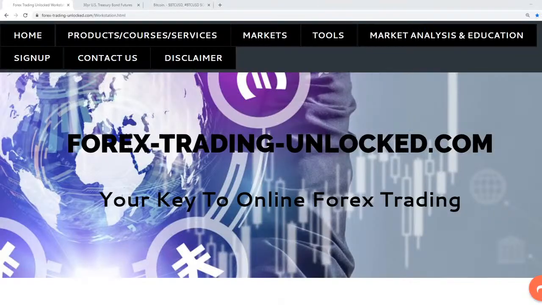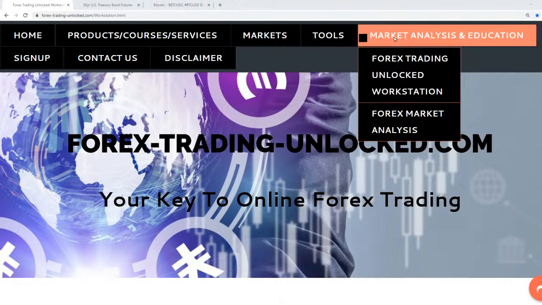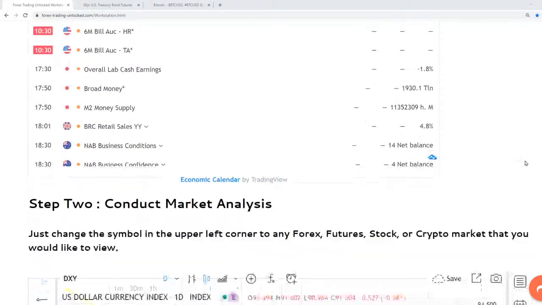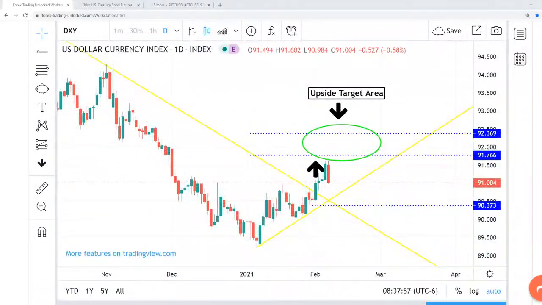We will have some of those signals in our analysis today. So we have the Forex-Trading-Unlocked.com website pulled up, and we already have pulled up our workstation page, which you can access from the navigation bar by going to Market Analysis and Education, and then you can access that link. So we're going to skip past the numbers for the week and get right to our chart.